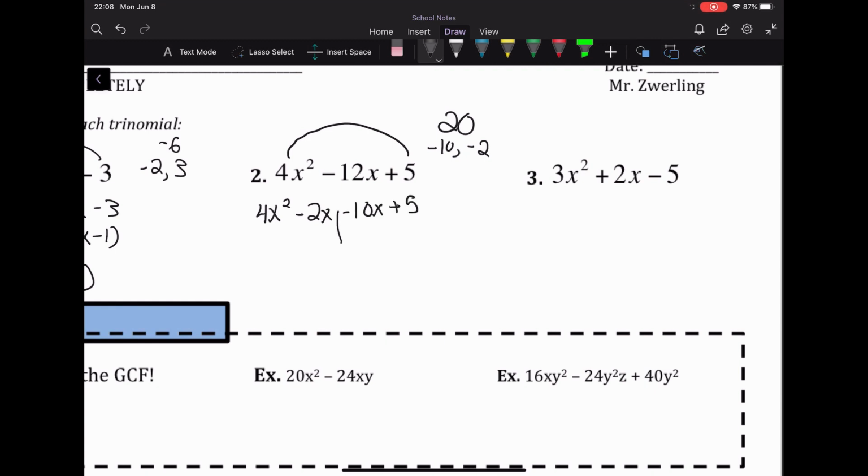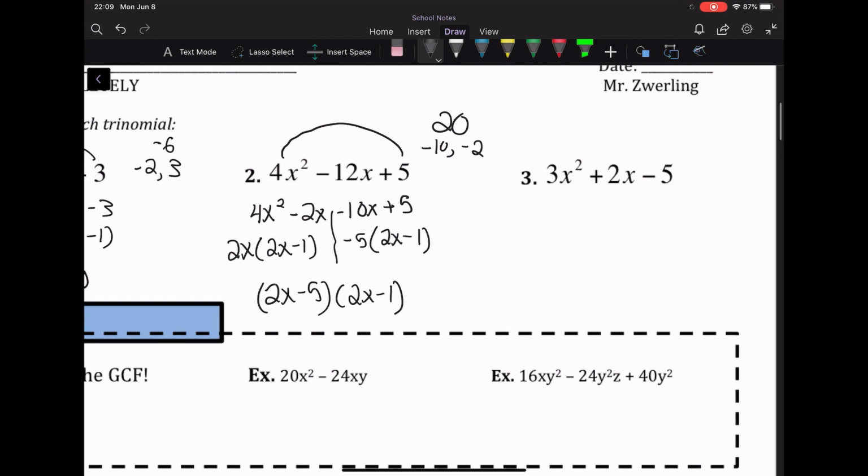And so now again, we're just going to factor by grouping. We could take a 2x out of this, and so we'll be left with 2x minus 1. So we want to get that now on the other side, so I'll take out a negative 5, and we'll be left with 2x minus 1 once again. So we'll have 2x minus 5 times 2x minus 1 as our answer.